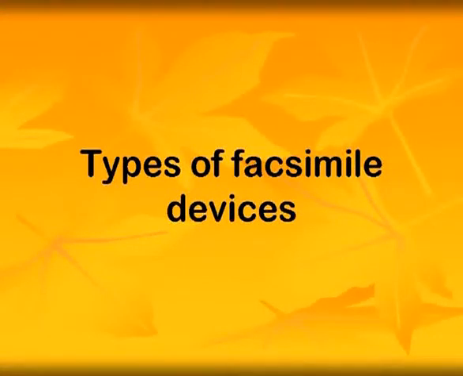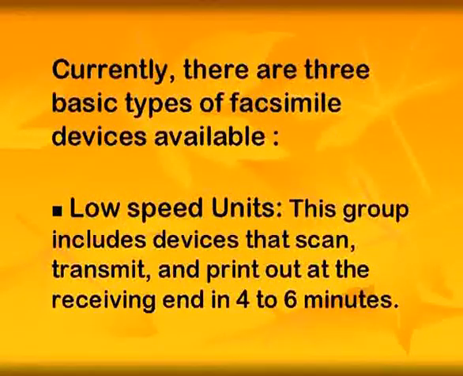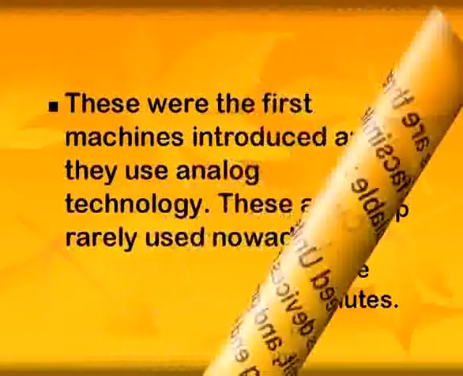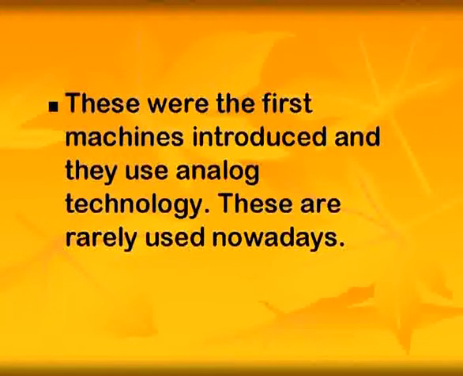Types of facsimile devices. Currently, there are three basic types of facsimile devices available. The first group, that is analog units, is declining in popularity. Low-speed units. This group includes devices that scan, transmit, and print out at the receiving end in 4 to 6 minutes. These were the first machines introduced, and they use analog technology. These are rarely used nowadays.